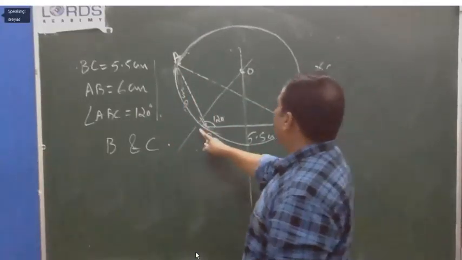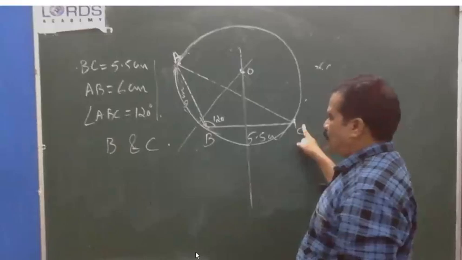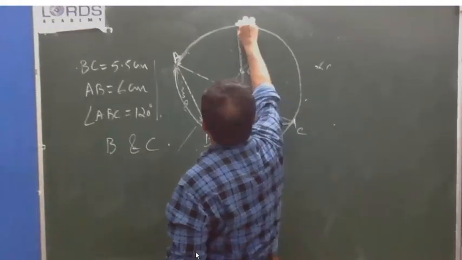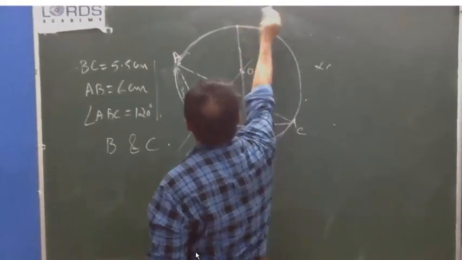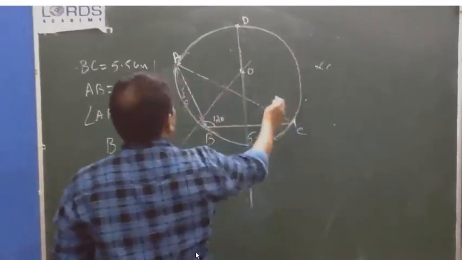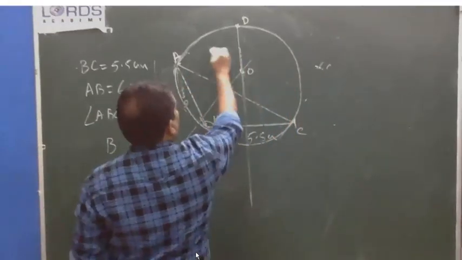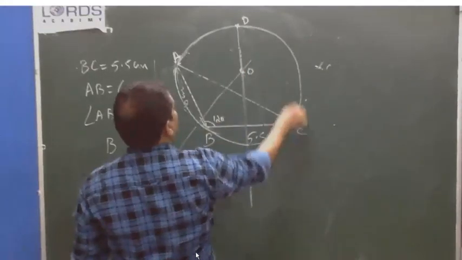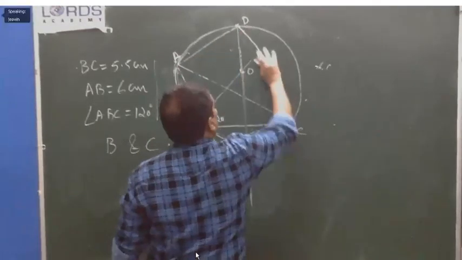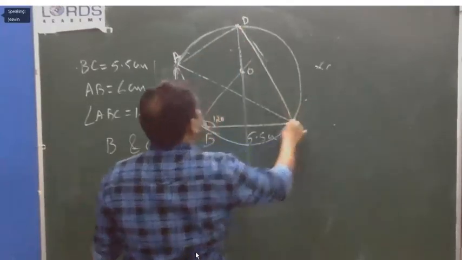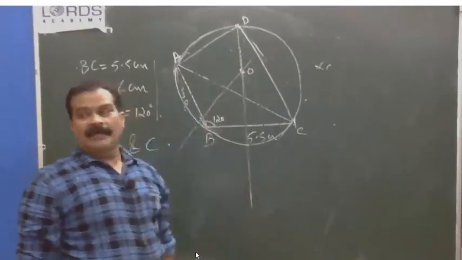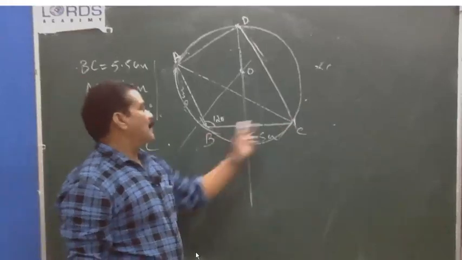Okay. Yes. Perpendicular bisector of BC. You draw it, and then that will extend and touch this circle. This will be the required point D, and join it. This will be the required cyclic quadrilateral ABCD. You draw the perpendicular bisector of BC.